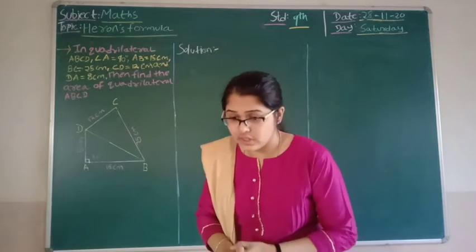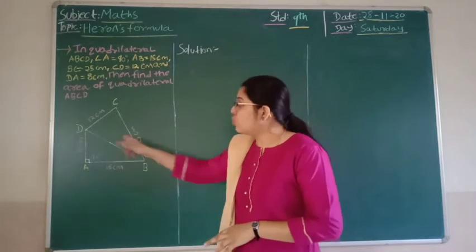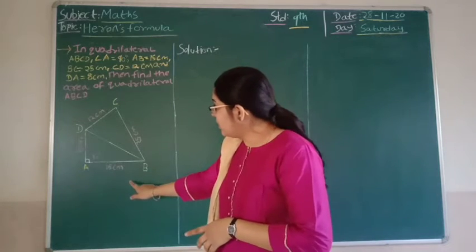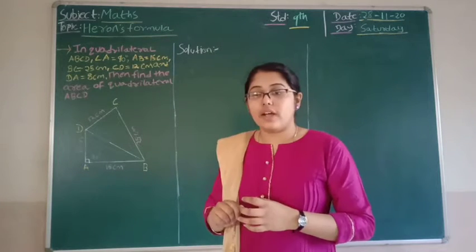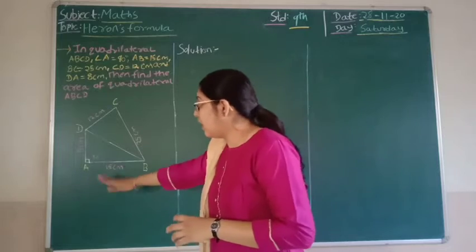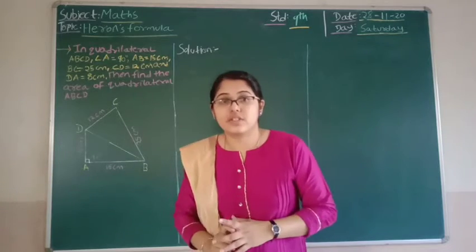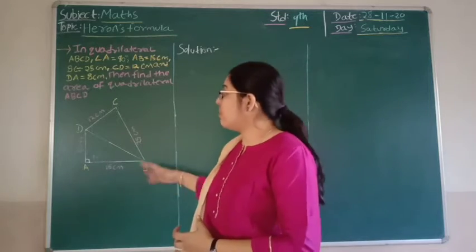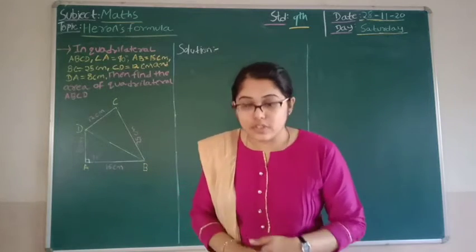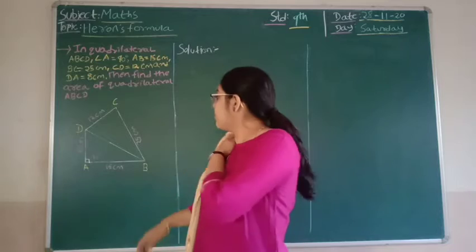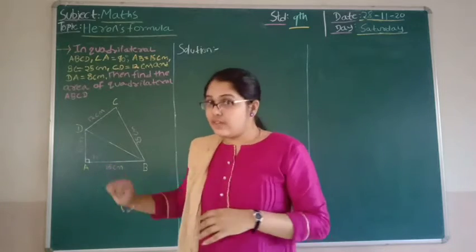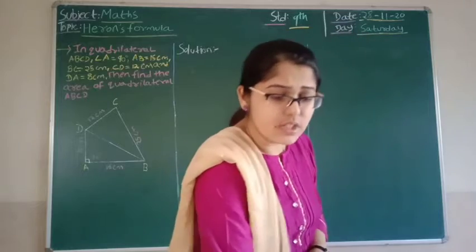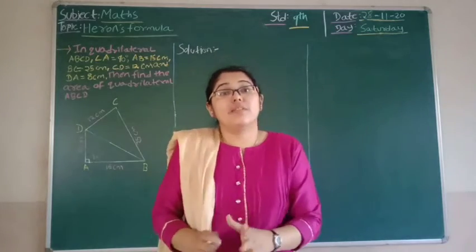Now students, if we see, there are two triangles in this figure, one of which is a right angle triangle, and we need to find the area of the right angle triangle first. After that we can find the area of this quadrilateral by Heron's formula. So first we will find the area of the right angle triangle. For that, first we need to write what things we have been given.